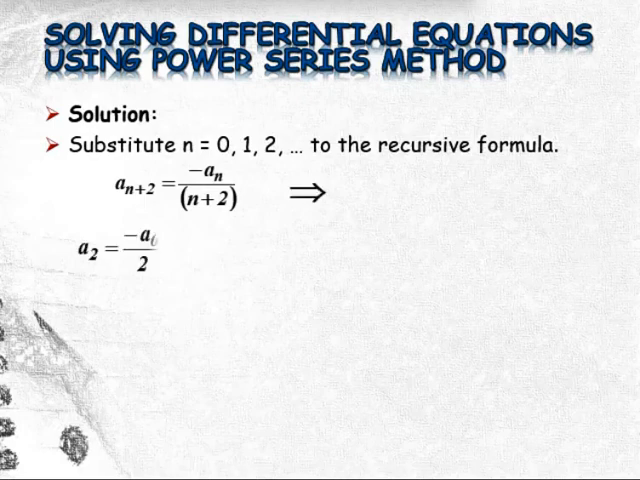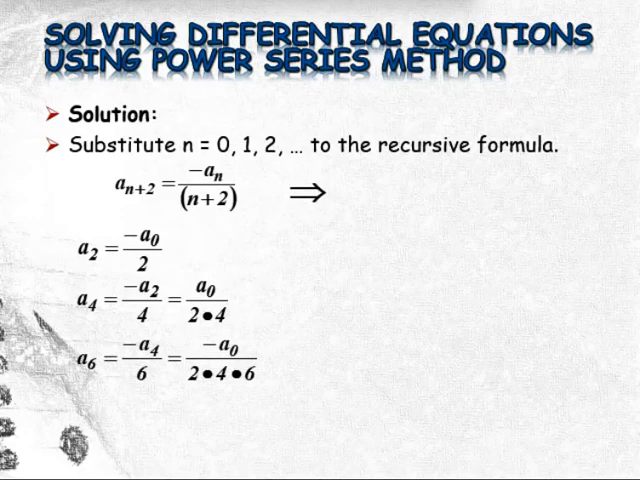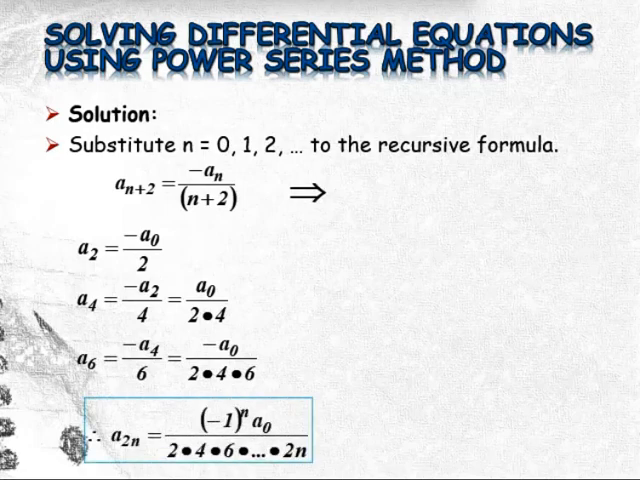So substitute n equals 0, 1, 2, and so on into the recursive formula. If n equals 0, then a sub 2 is negative a sub 0 over 2. If n is equal to 2, then a sub 4 is negative a sub 2 over 4, or a sub 0 over 2 times 4. If n is 4, you will have a sub 6 equals negative a sub 4 over 6, or negative a sub 0 over 2 times 4 times 6. That can be generalized as a sub 2n equals negative 1 to the n times a sub 0 over 2 times 4 times 6, and so on until you have 2n.